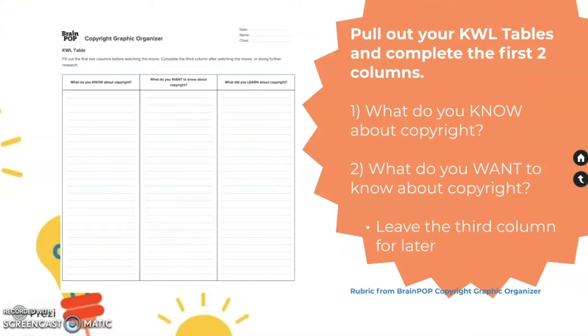So pull out your KWL table sheets and please complete the first two columns. The first one is, what do you know about copyright? Just write down everything you know or everything you think you know. And then go to the second column and put down, what do you want to know about copyright? Say you've always wanted to know how to use the latest Lizzo song in your dance video that you're making with your friends over recess. Okay, and then just leave the third column till later.